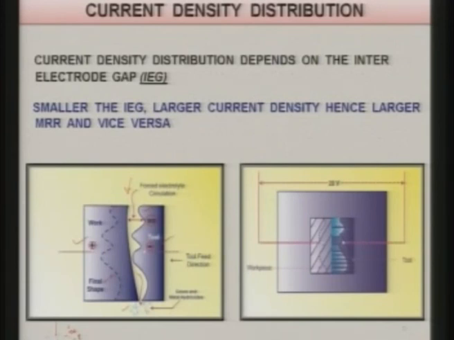You can see here the distribution of the current density; wherever dense lines are there, that means the current density is high. So, the most dense lines are over here. It indicates that here the inter electrode gap is lowest and the current density is high, while here it is very thin. So, the current density over here becomes small.